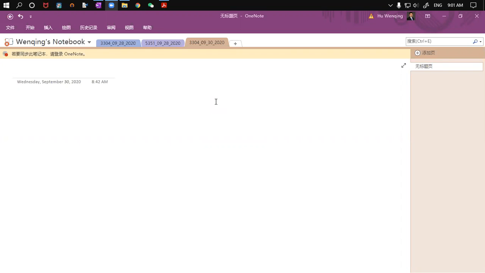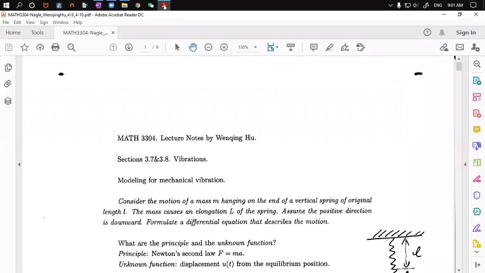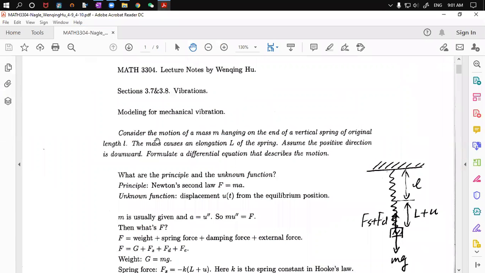Okay, so let's start today's lecture. We're going to continue with second order equations, but now we'll talk about some applications of second order equations. A very typical type of application problem that we will be talking about is called mechanical vibrations.